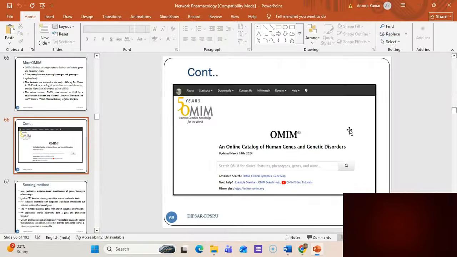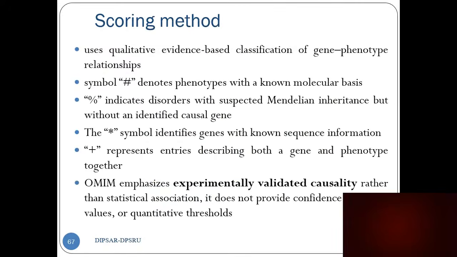So this is the OMIM, right? If we talk about the scoring method of OMIM, in OMIM you will not get numerical values, because OMIM uses a qualitative evidence classification of gene-phenotype relationships. So you will get signs like this symbol, which denotes a phenotype with a known molecular basis. This percentage sign indicates a disorder with suspected Mendelian inheritance but without an identified causal gene. This star symbol indicates a gene with known sequence information, and plus represents entries describing both a gene and a phenotype together. So this type of qualitative classification you will get.